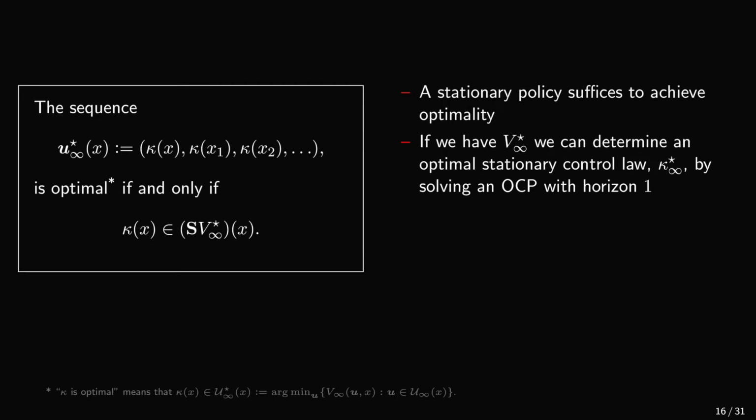We conclude that the sequence of control actions u boldface infinity star produced by a stationary control law kappa infinity star is optimal if and only if kappa infinity star is in S of v infinity star. To put it differently, this means that a stationary policy suffices to achieve optimality, and that if we have v infinity star, we can determine an optimal stationary control law kappa infinity star by solving an optimal control problem of horizon 1.